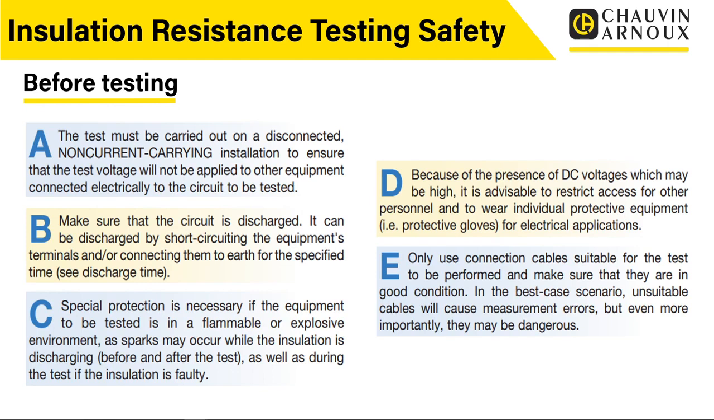So the first one, A on here, it says the test must be carried out on a disconnected, non-current carrying installation to ensure that the test voltage will not be applied to other equipment connected electrically to the circuit to be tested. So what we're saying is that we should disconnect and safely isolate any piece of equipment or any part of the installation that we are going to test, and it shouldn't be current carrying. So we can't apply these tests to live circuits. The circuits must be made dead, and we should follow the full safe isolation procedures and lock-off procedures before we actually carry out insulation resistance testing.